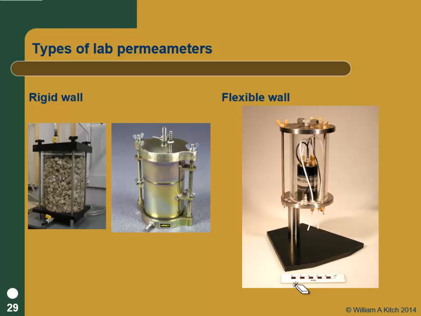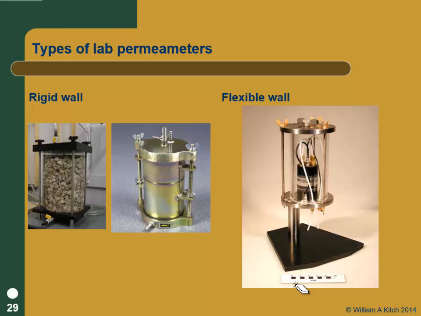So let's talk about the permeameters. There are two basic classes of permeameters: rigid wall permeameters and flexible wall permeameters. Rigid wall permeameters, on the left you see a lucite or plastic tube that is holding a soil. Those of you who have been in our geotech lab, we have these big permeameters there on the wall that we use for undergraduate classes. A classic picture of a rigid wall permeameter.